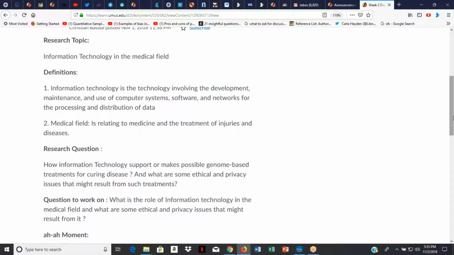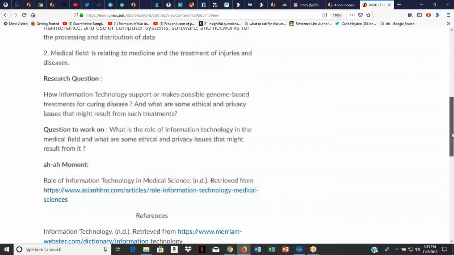What is the role of information technology in the medical field, and what are some ethical and privacy issues that might result from it? So this is developing more. He's showing you his working process of developing his paper, because this is where it's going. And his aha moment came this time from Role of Information Technology in Medical Science.